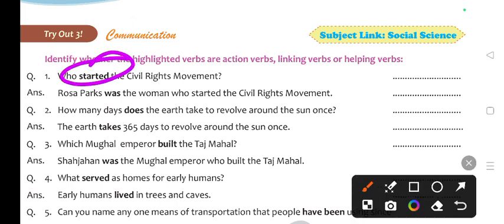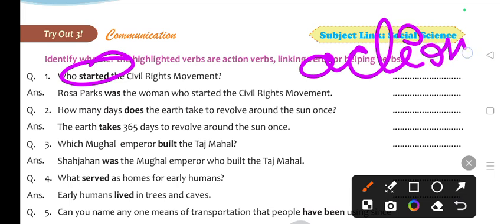Here is an example of action. Someone has taken action, right? So we will write here action verbs. Rosa Parks was the woman who started the civil rights movement. So here, Rosa Parks and was. This is what? This is a linking verb because the subject is linked with that.